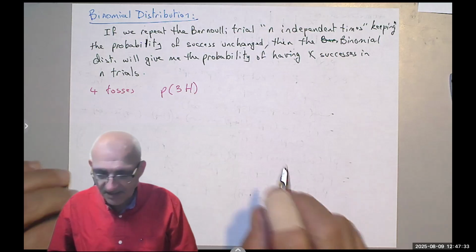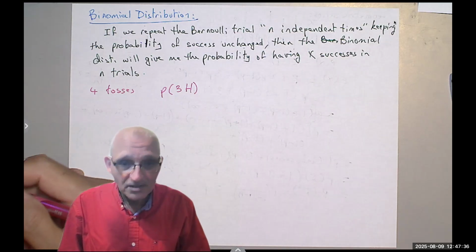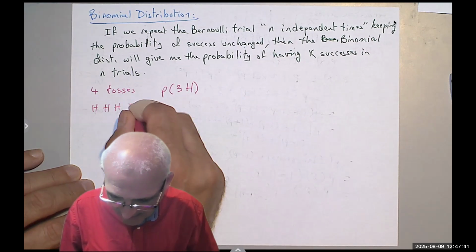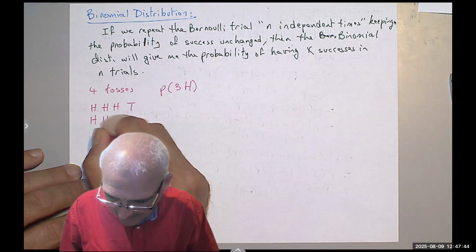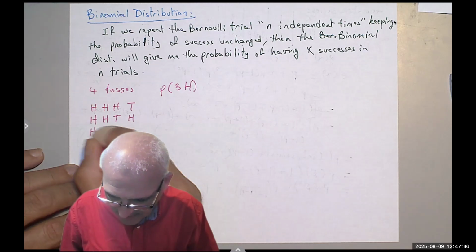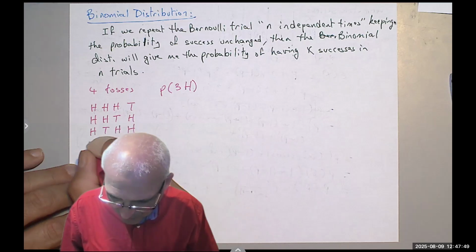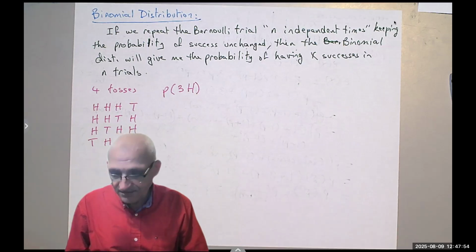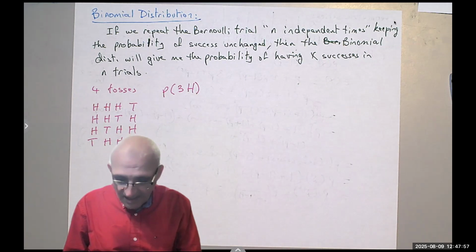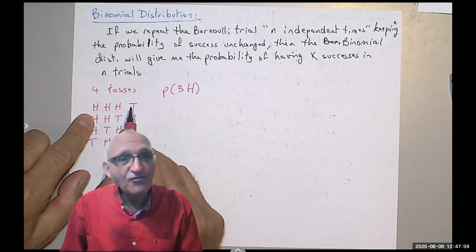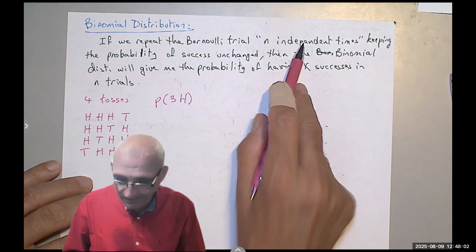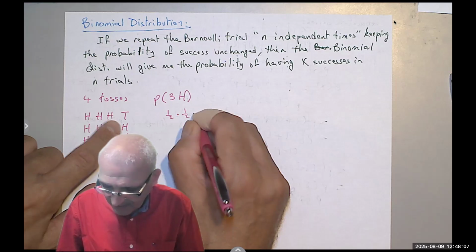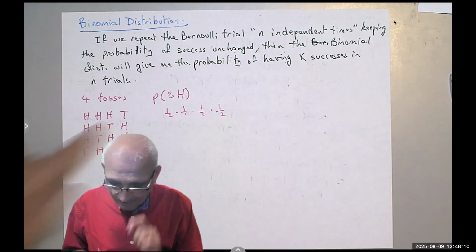Again, if you remember, when we listed them before, we said I can have head, head, head, tail, or head, head, tail, head, or head, tail, head, head, or tail, head, head, head. There are 4 ways of getting 3 heads out of 4 tosses. Each one of those has a probability of 1/2, and we established that they are independent. So the probability so far is 1/2 times 1/2 times 1/2 times 1/2.